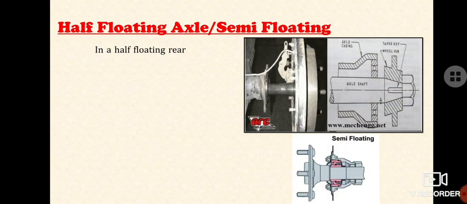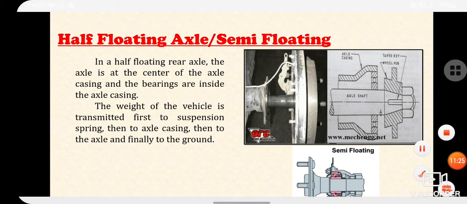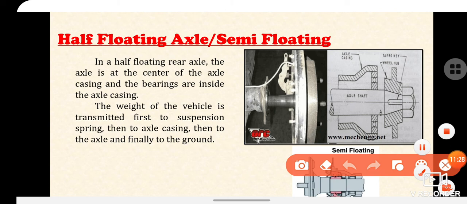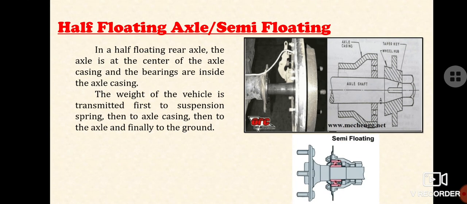Now let's discuss the half floating or semi-floating axle. Here it is shown: this is the axle shaft, this is the axle casing, and this is the taper key hub. In a half floating rear axle, the axle is at the center of the axle casing and the bearings are inside the axle casing. The weight of the vehicle is transmitted first to the suspension spring, then to the axle casing, then to the axle, and finally to the ground.